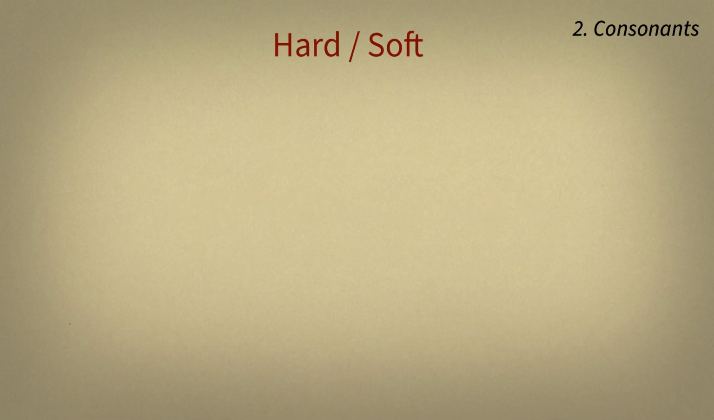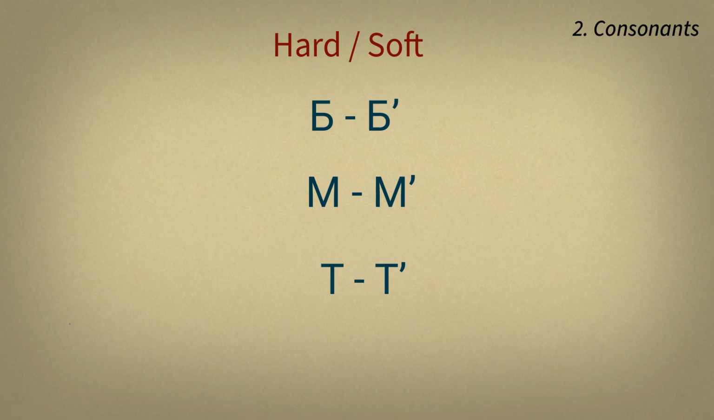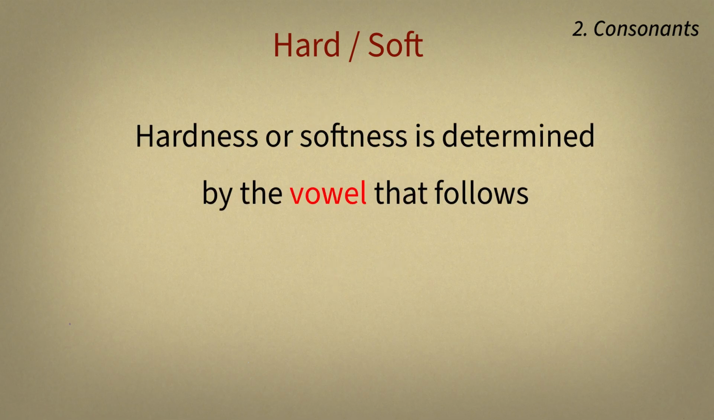Let's dive into factors that affect hardness and softness of the consonants. Let's compare a hard and soft consonant. B, hard, B, soft. M, hard, M, soft. T, hard, T, soft. This is largely determined by the vowel that follows.